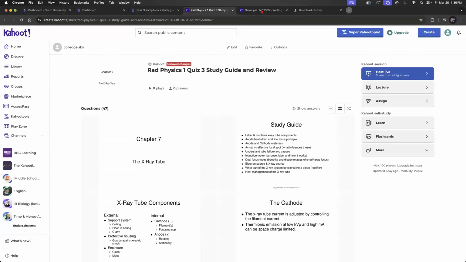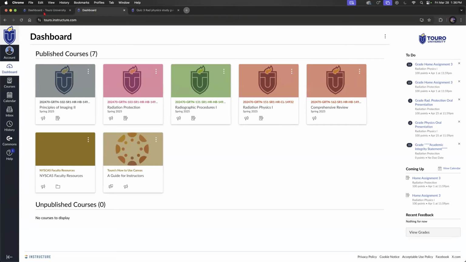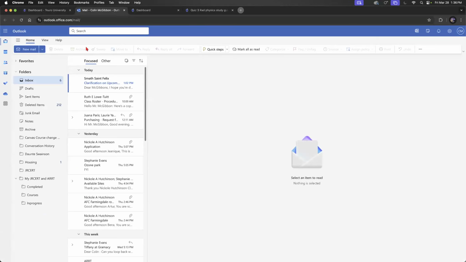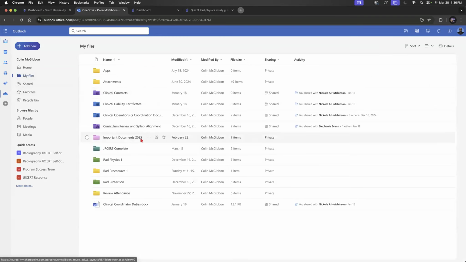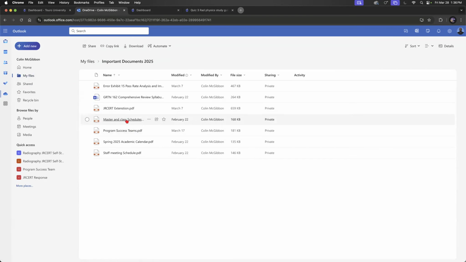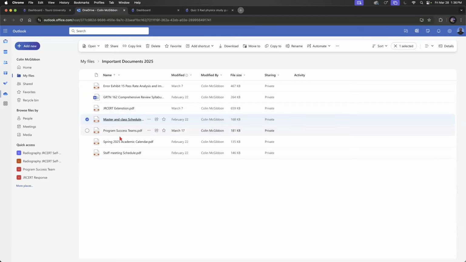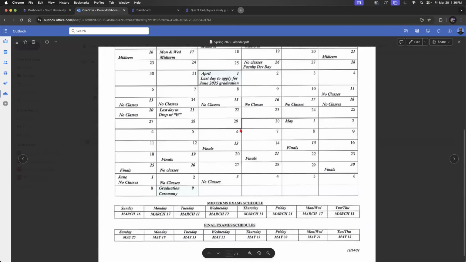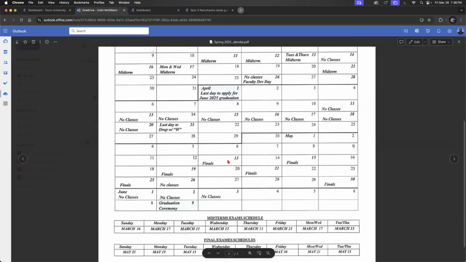Let's see. Can you still see my screen? Yeah. All right. And I think you have this too. Maybe I'm mistaken. One second. My folders, important documents, class schedule. Is this the one? No, that's not it. Calendar. All right. Finals are going to be this week. Looks like April, May, this week here, starting May 13th through the 21st, that week.